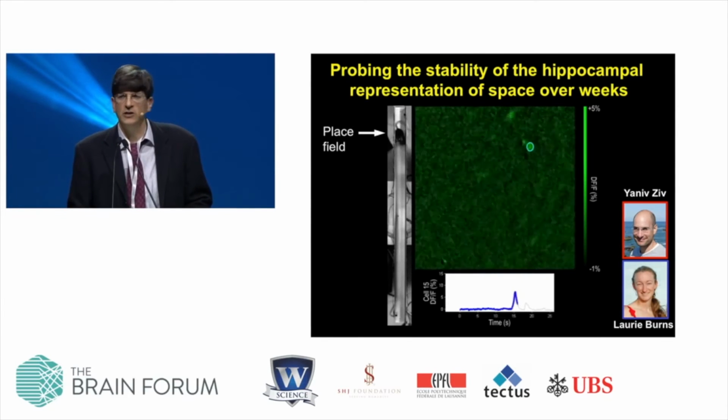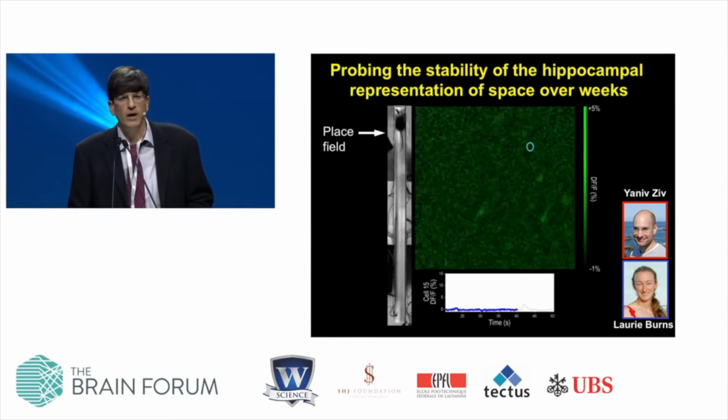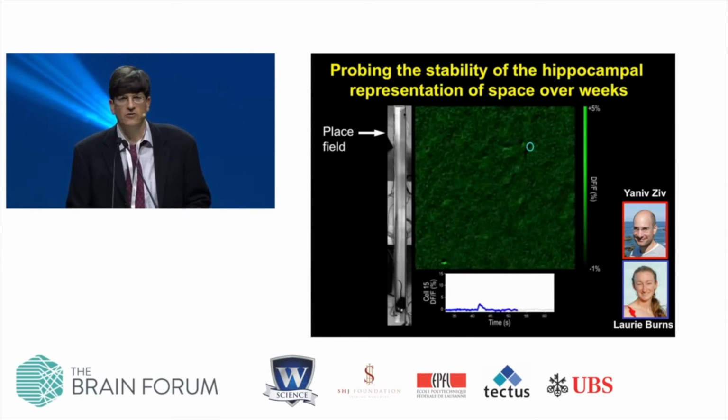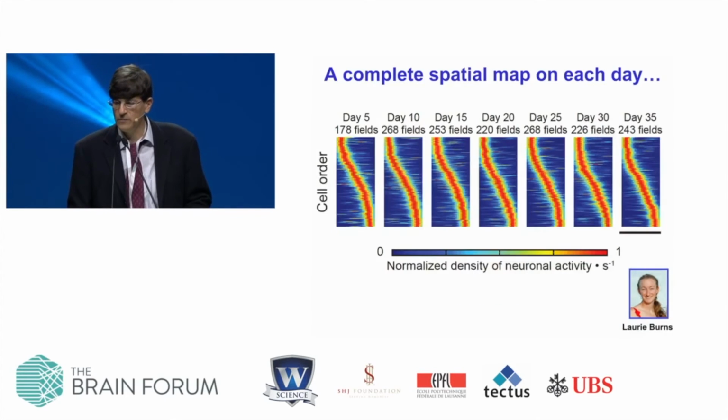And therefore, by extension, you might imagine that if we could follow the activities of all the neurons under view, we might be able to reconstruct the animal's entire trajectory. And I'll show you in just a moment that we can do exactly that. Now, when we analyzed these data, after having imaged the mice every 5 days for over a month in that track, we found that there was a complete map of space across the month.